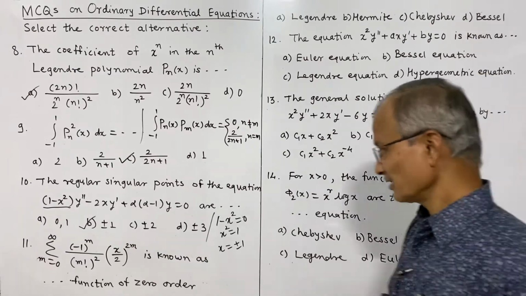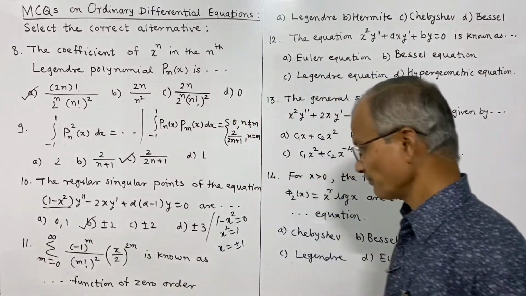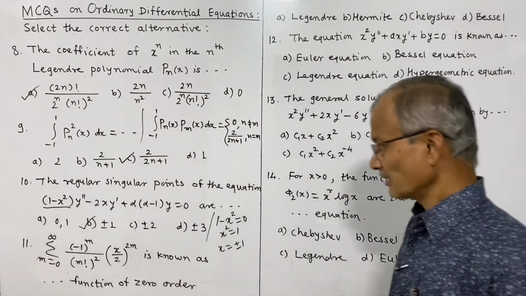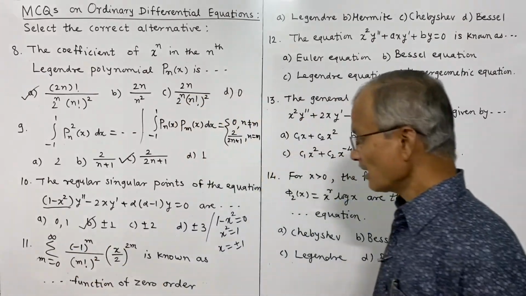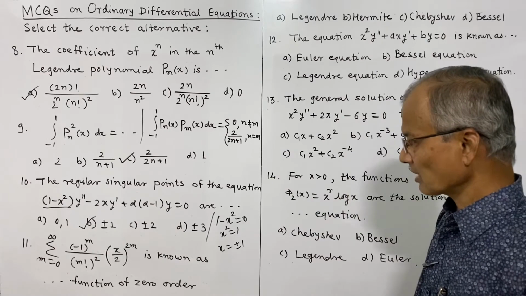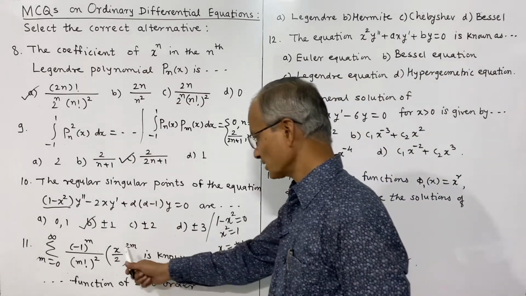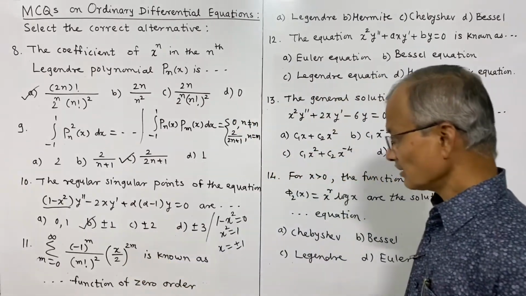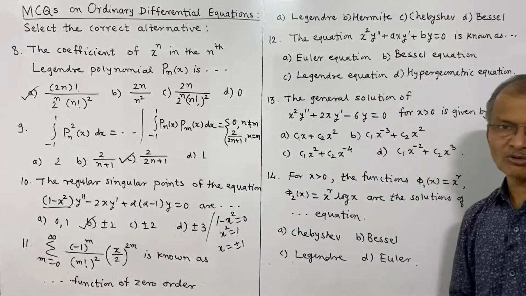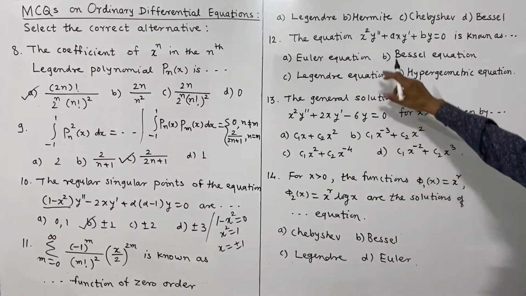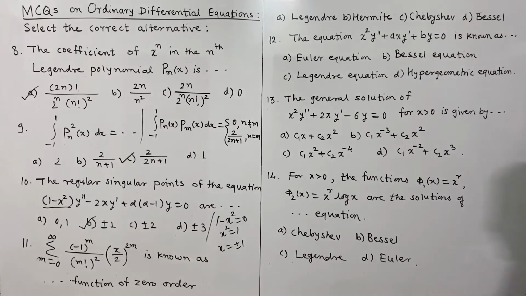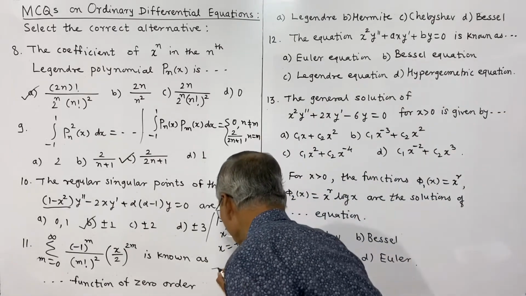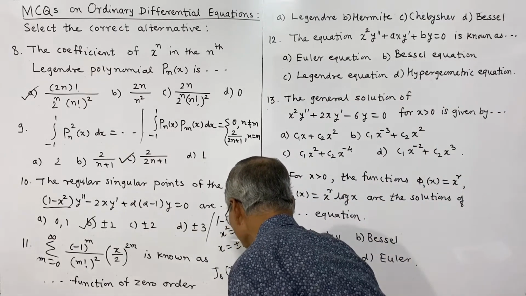This is a solution, a function of 0 order, that is summation m takes value 0 to infinity (-1)^m divided by (m factorial) whole square into (x by 2) raised to 2m. This is known as which function of 0th order? Either Legendre, Hermite, Chebyshev or Bessel. So actually this is J0(x). This function is denoted by J0 of x.